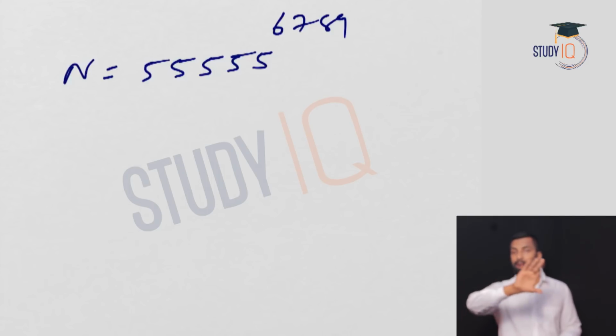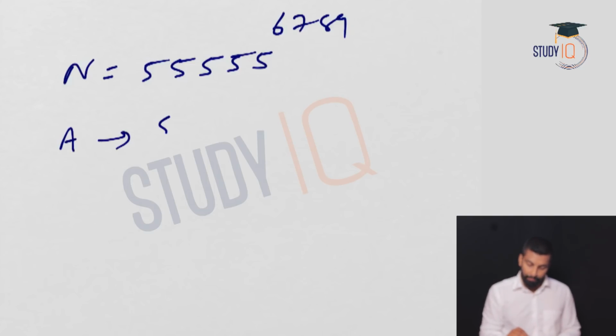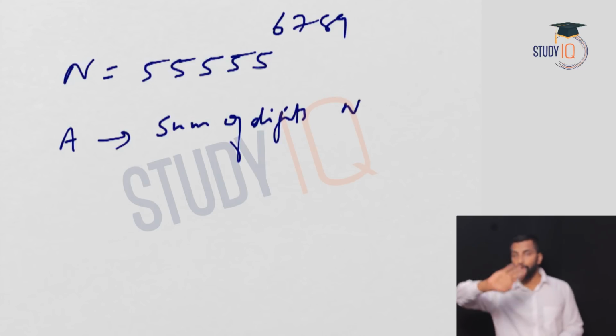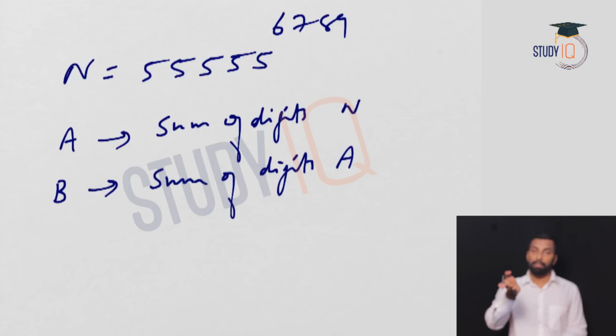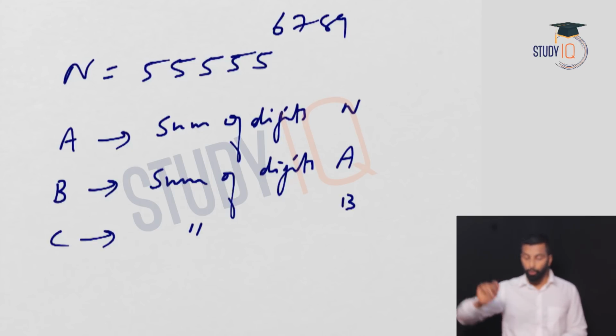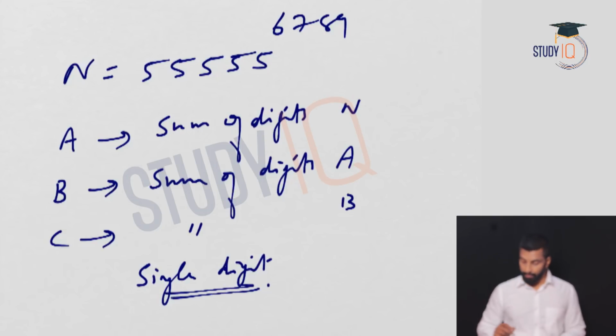But if you know this number, you add the sum of digits, like what we do in the case of divisibility of 3 and 9. You add the digits and you get another number A, the sum of digits of n. Then B is the sum of digits of A, that means the previous sum. C is the sum of digits of B. Like this you continue till you get a single digit. I hope you understood the question.